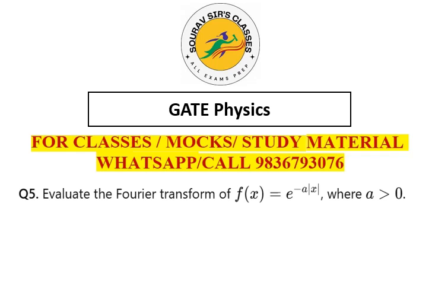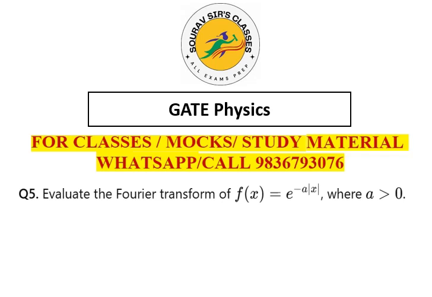Let us solve one more problem from the GATE physics. So the problem states that evaluate the Fourier transform of f(x). The function is given as e to the power minus a mod of x, where a is greater than 0.